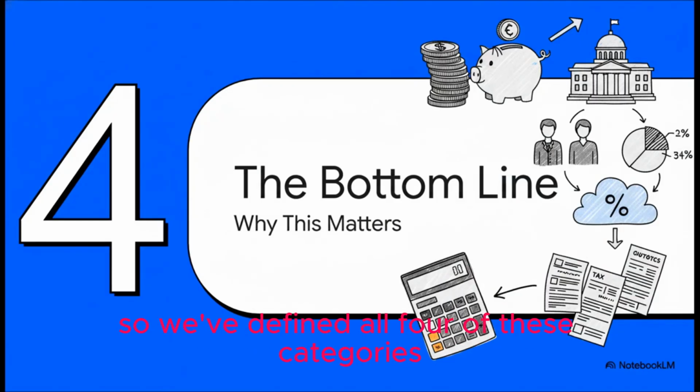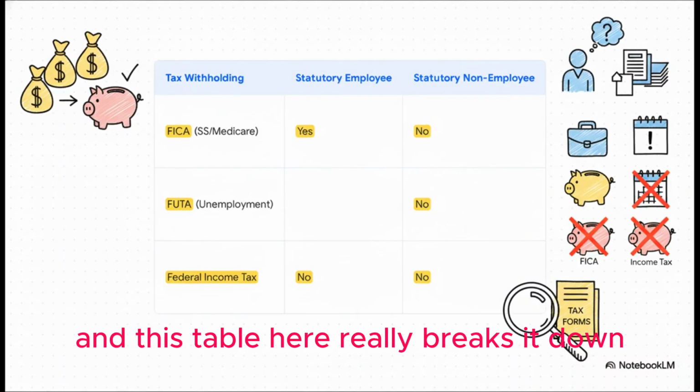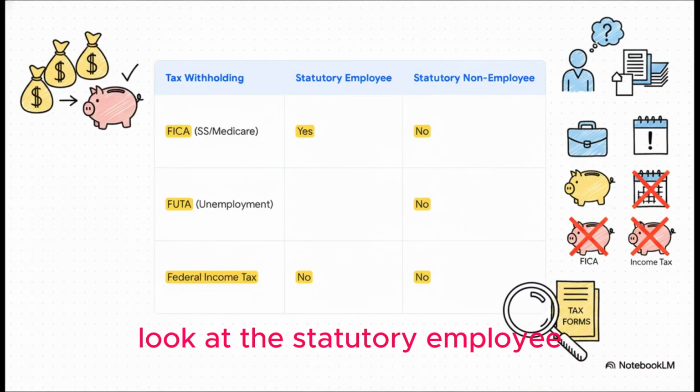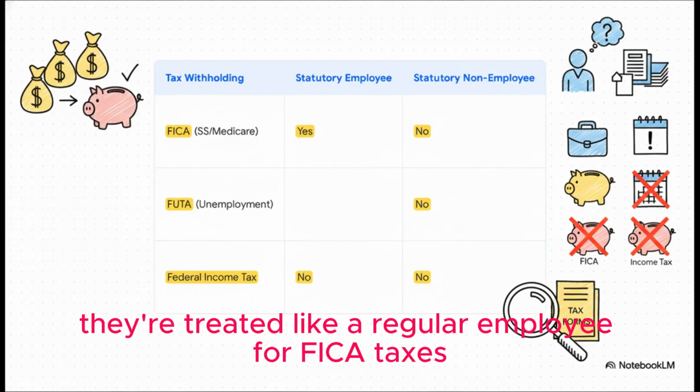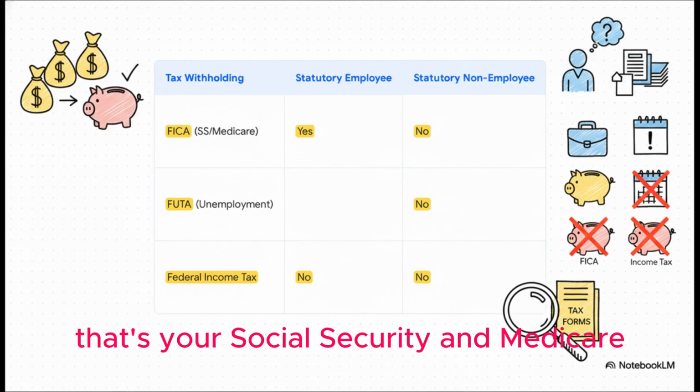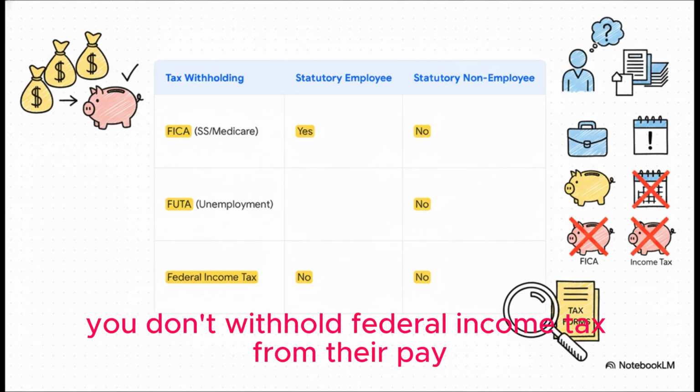Okay, so we've defined all 4 of these categories. But let's get to the real question. Why does any of this actually matter to you and your business? What's the bottom line? Well, it all comes down to one simple, powerful 3-letter word: tax. How you classify someone completely changes who pays what to the government. And this table here really breaks it down. Look at the statutory employee. They're treated like a regular employee for FICA taxes, that's your Social Security and Medicare, but you don't withhold federal income tax from their pay.